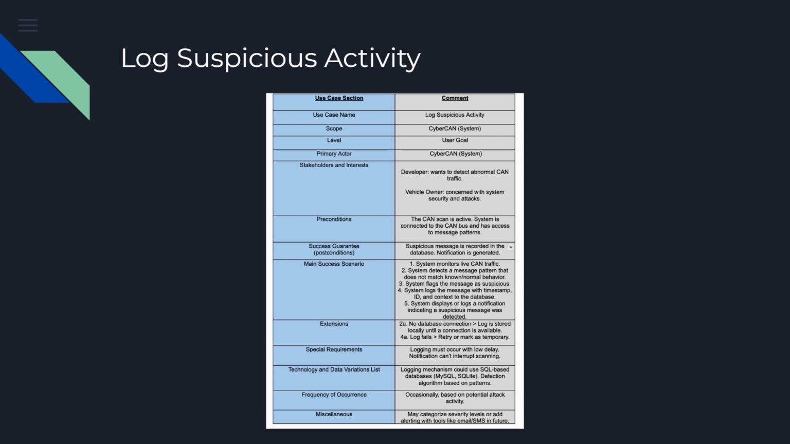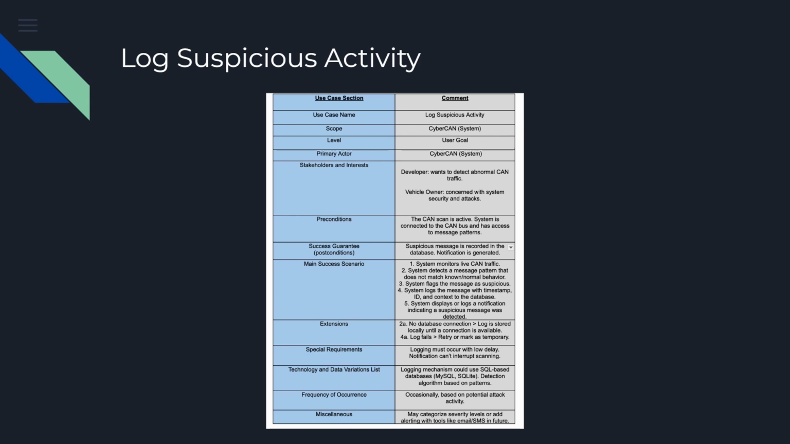The preconditions: the CAN scan is active, system is connected to the CAN bus and has access to message patterns. The success guarantee: suspicious message is recorded in the database, notification is generated. Main success scenario: so system monitors live CAN traffic. Second is system detects a message pattern that does not match known/abnormal behavior.